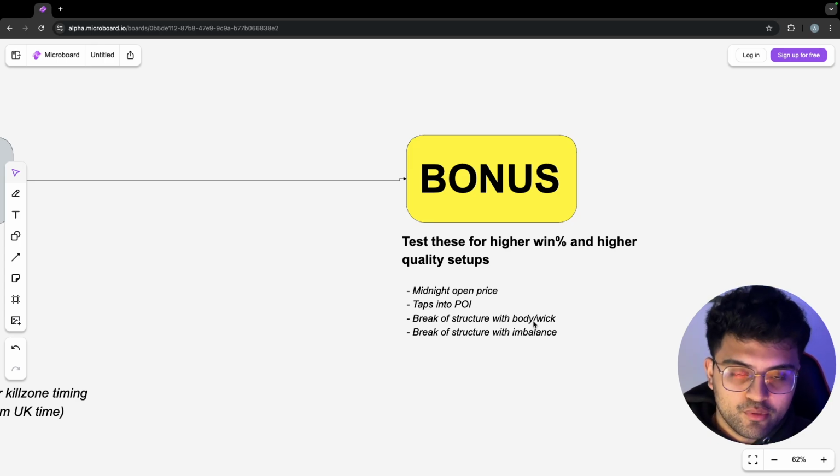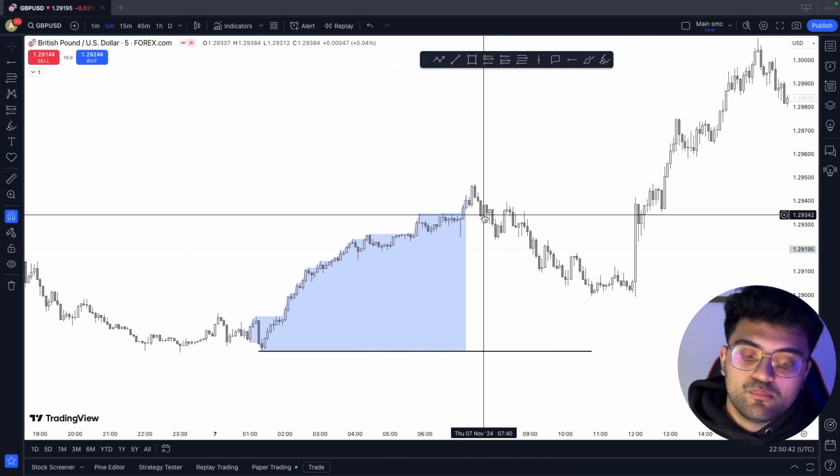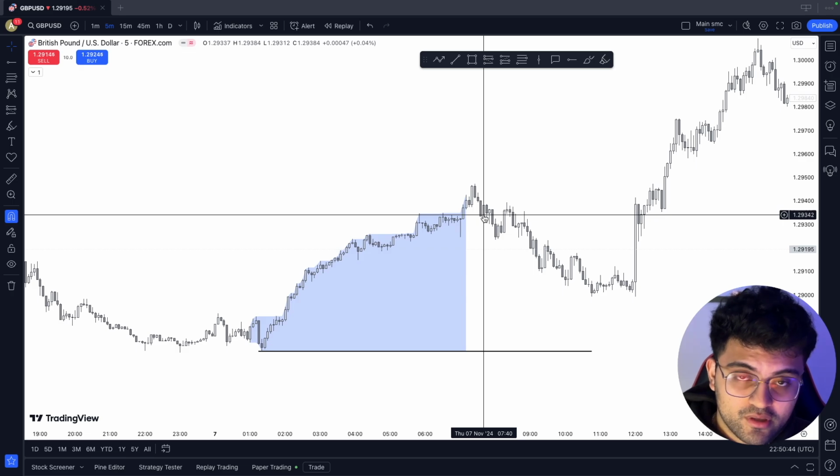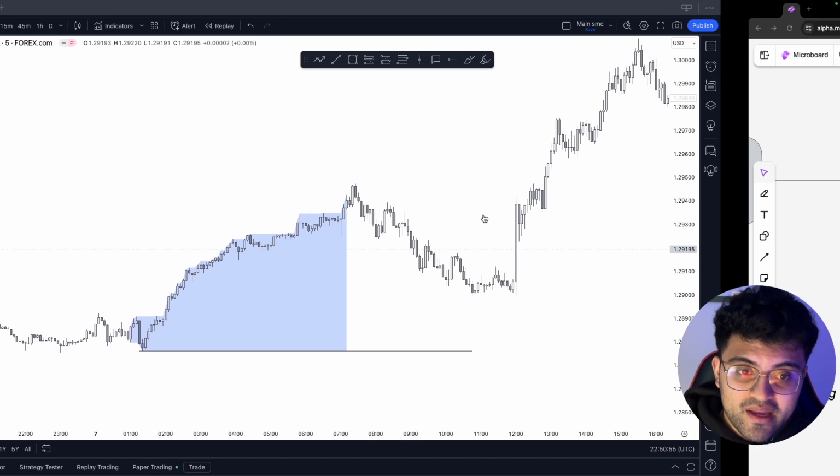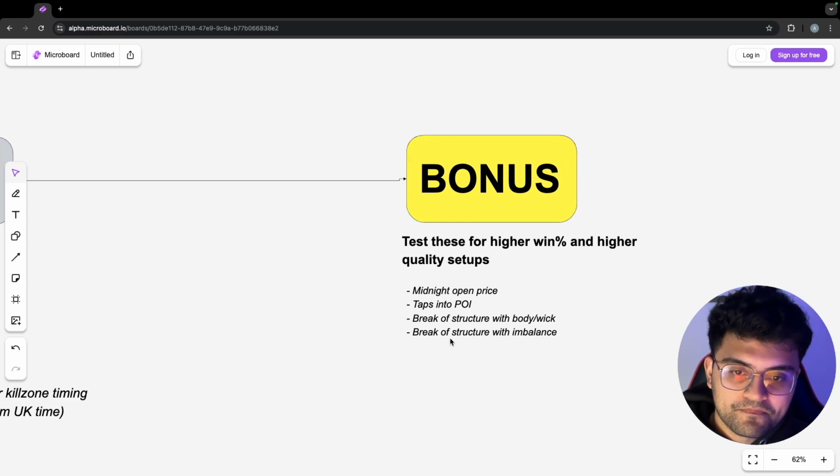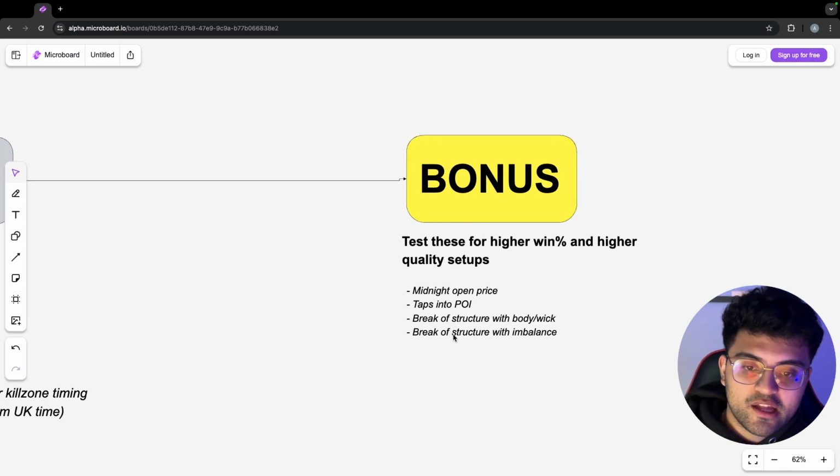Breaks of structure with a body or wick. As you know, this example was a break of structure with a wick close. Now, body closes are obviously way better, as I mentioned, for the daily bias, but with your entry model, you will see when you backtest that wicks do work. But the main thing I would say, the biggest takeaway, is when you're looking for an entry model on the lower time frames, make sure to have the break of structure with imbalances.